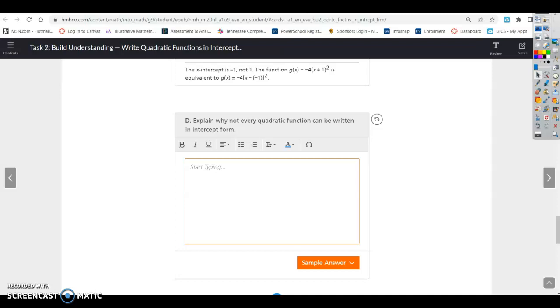All right, explain why not every quadratic function can be written in intercept form. All right, if it doesn't cross the x-axis, there's going to be no real solutions, and it cannot be factored. So if it has no zeros, you cannot write it in intercept form. All right, that's all for task 2. If you have any questions, let me know.